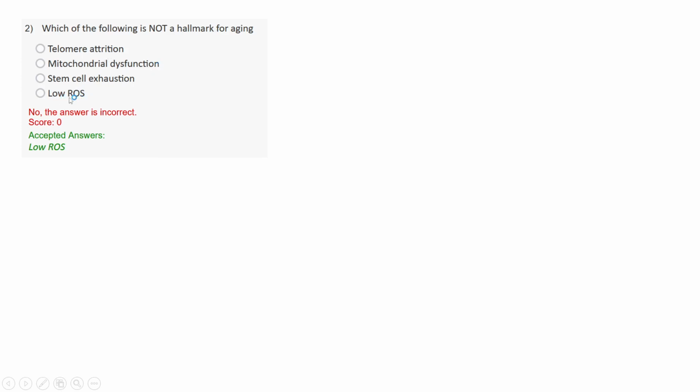Low ROS, no. It is high ROS, ROS meaning reactive oxygen species. If there is a higher level of reactive oxygen species, then there is a higher chance of aging. The triggers for reactive oxygen species are numerous, but in general, high ROS will lead to aging. So low ROS is incorrect. It should be high ROS. So option four is the answer here, which is not a hallmark.